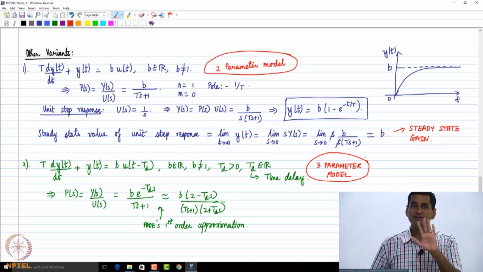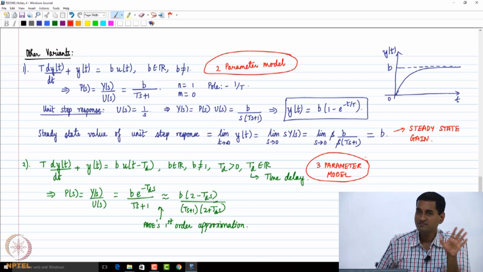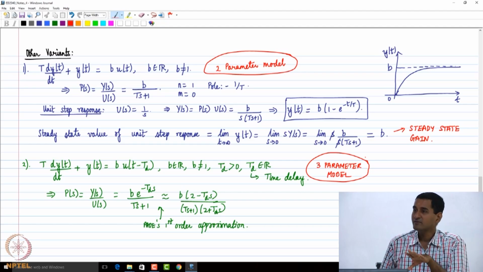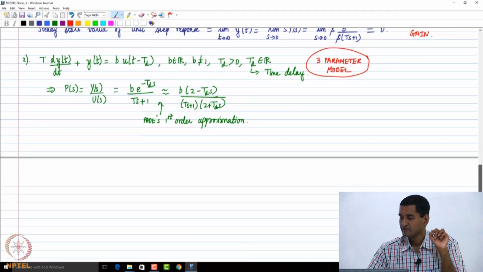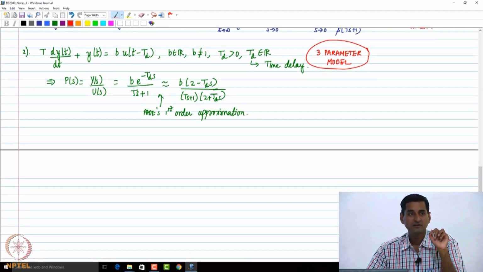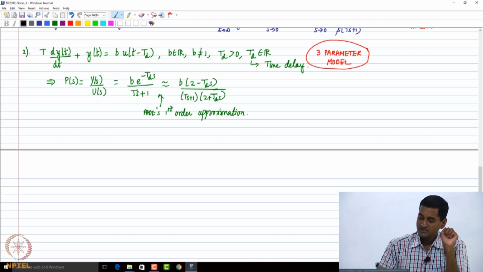So once again, the dynamic characteristics remain the same. The time constant definition is the same. The steady state gain is once again B. Only the difference is that now we have added a time delay factor. So that's the change that happens. Okay, is it clear? What is a first order system? Okay. So now we go to second order systems.